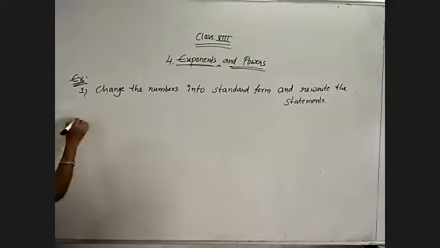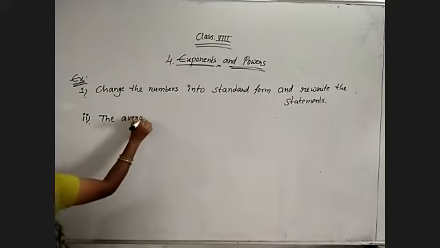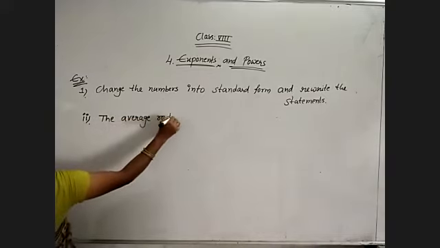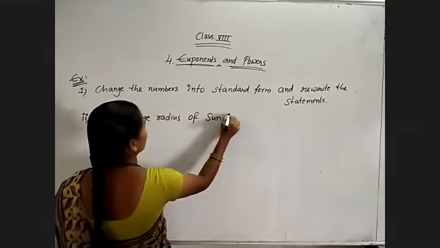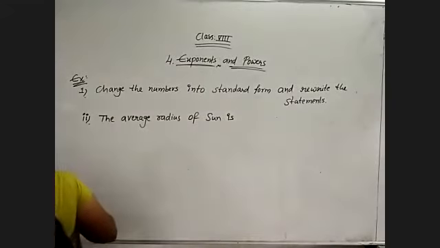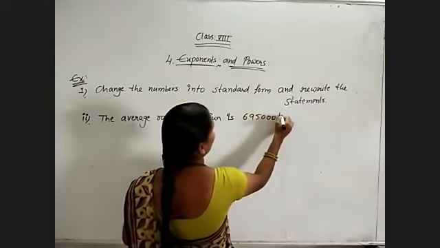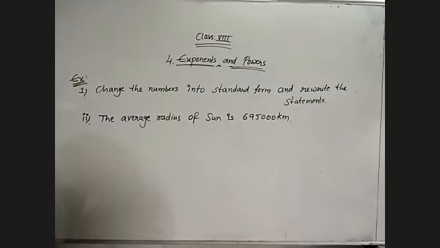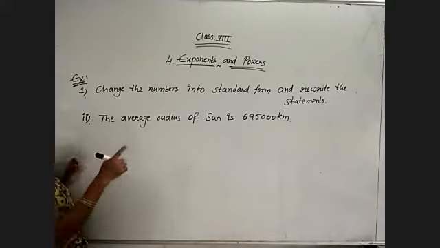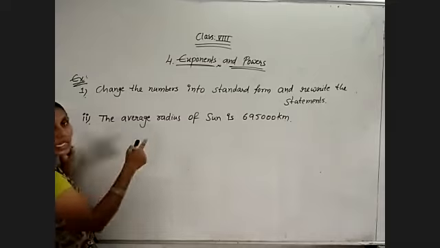Second question. The average radius of the sun is 6,95,000 kilometers, given. So this number is given in kilometers. Radius is given, but in kilometers.